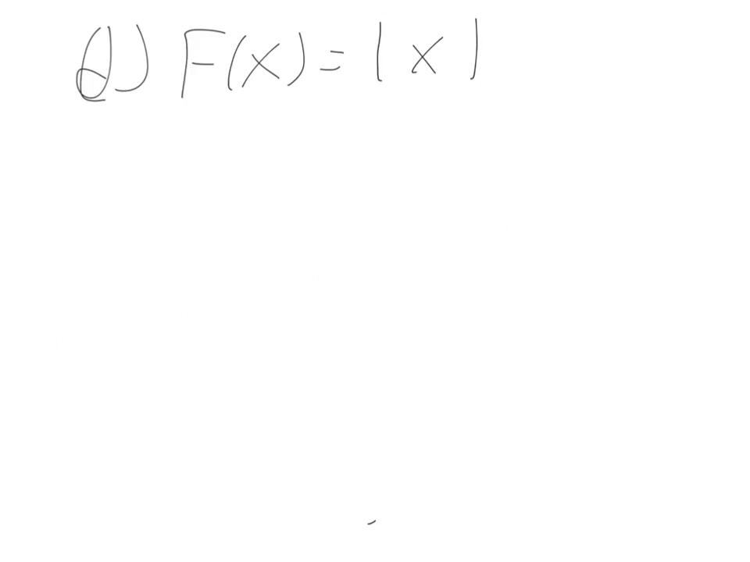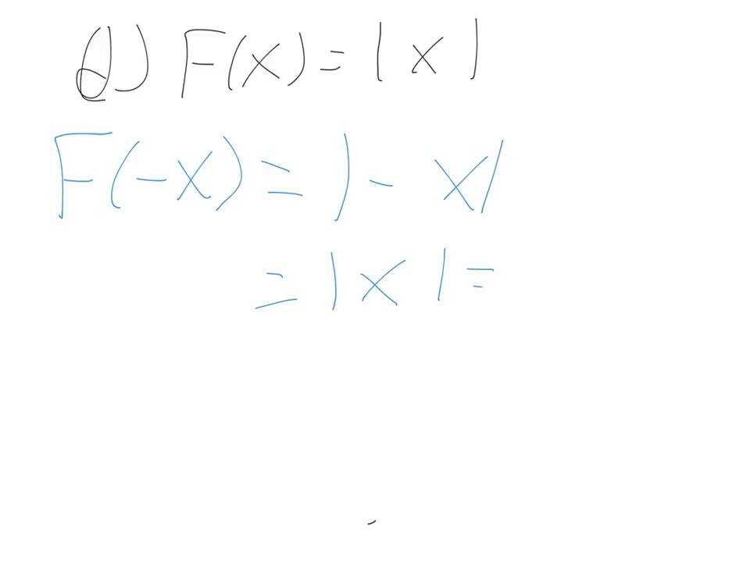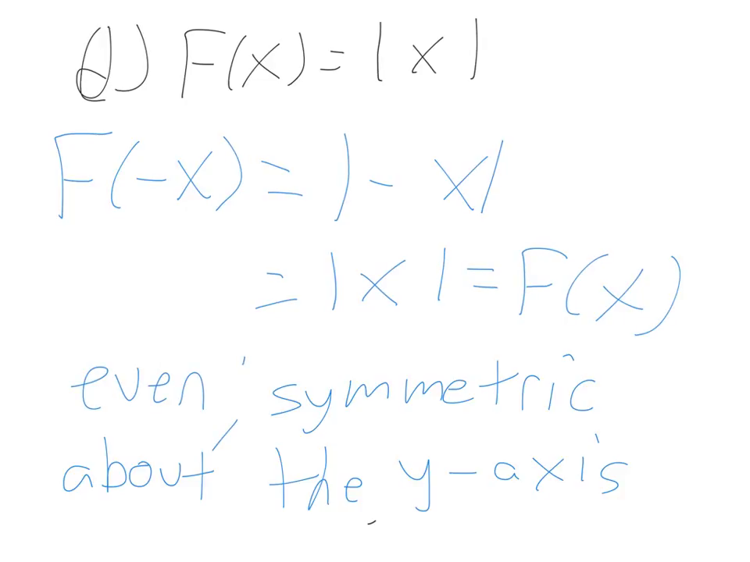Alright, so for part D, f of x is equal to the absolute value of x. Again, you have to start by plugging in negative x. So that would give you the absolute value of negative x. Now we know that anything you plug inside the absolute value is positive, so that just gives you the absolute value of x again, which gives you what you started with. So this function is even, and it's symmetric about the y-axis.